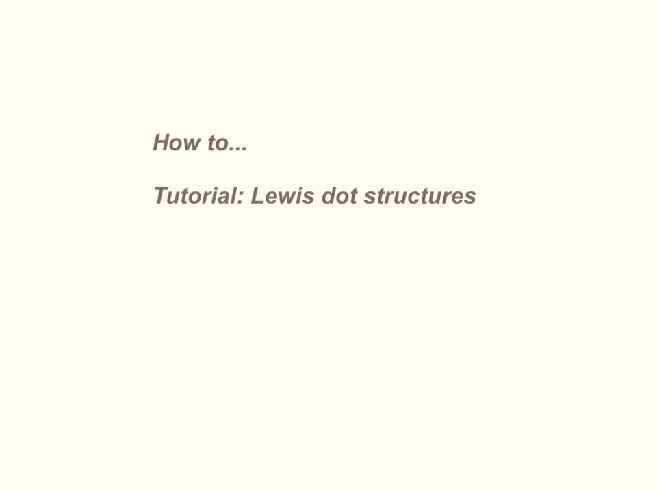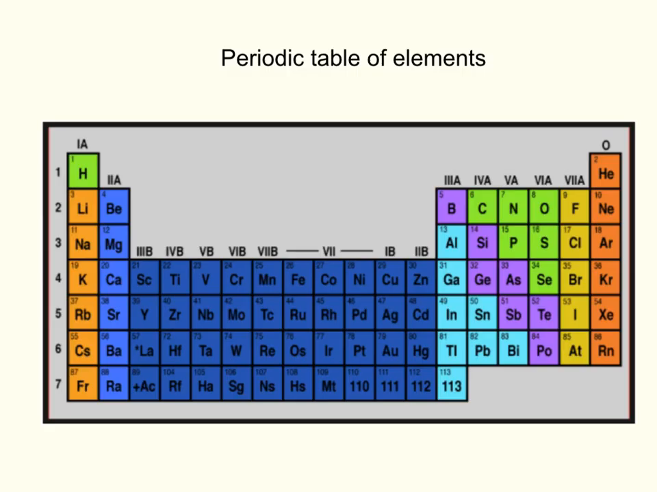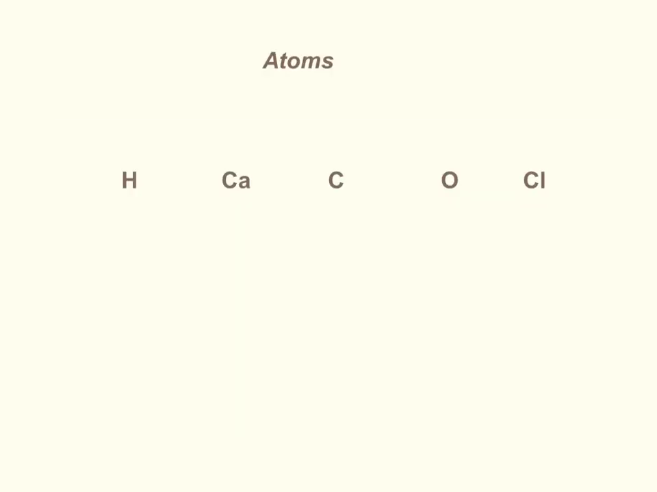We draw Lewis electron structures for covalently bonded molecules. To write a Lewis dot structure, we need the periodic table. The periodic table gives us useful information about the number of valence electrons. For example, carbon belongs in the fourth group of the periodic table and therefore has 4 valence electrons. Sulfur belongs in the sixth group of the periodic table and therefore has 6 valence electrons. So let's get to it.